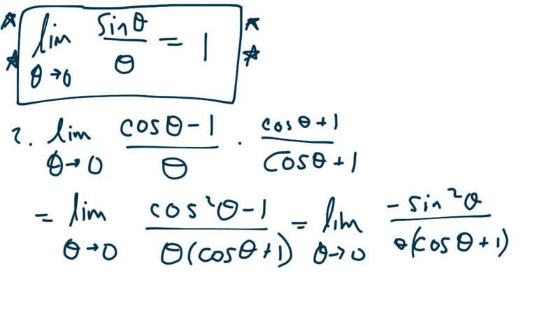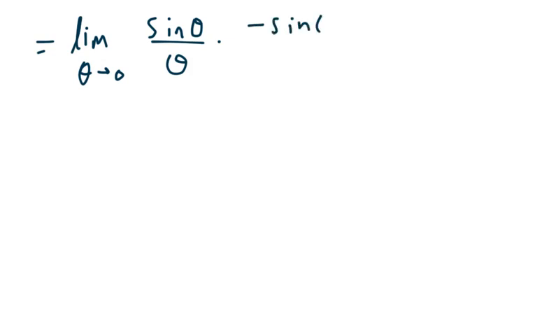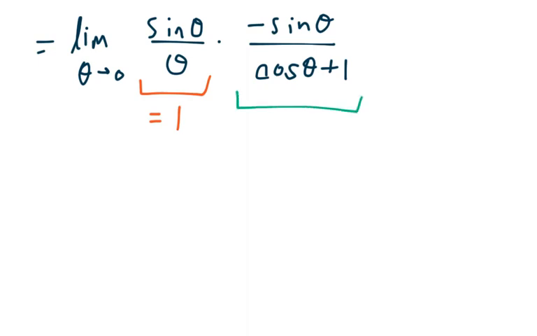And now we can separate this expression into two different expressions. So let me rewrite that on the next page. The limit as theta goes to 0 of sine of theta over theta times minus sine theta over cosine of theta plus 1. Notice that this first limit is equal to 1. We just proved that. The second limit, if you directly substitute, you would get 0 over 2, which is 0. So we end up with 1 times 0, which is 0. So that limit evaluates to 0.